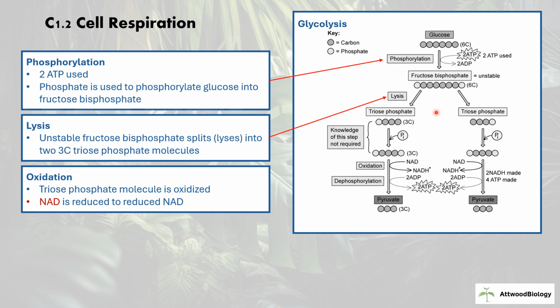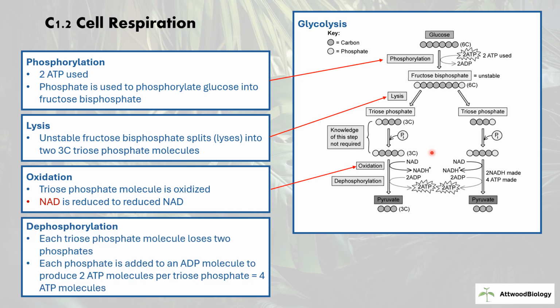Now, once we have produced our triose phosphate molecules, you don't need to know this bit, says here, not required. We have our oxidation. Now, the triose phosphate molecule is oxidized, and we talked before about if an oxidation happens, then a reduction must also happen. So we're going to reduce this NAD molecule to something called reduced NAD, or NADH+. Now the reduced NAD, we're going to save that for later. We'll need it later on.